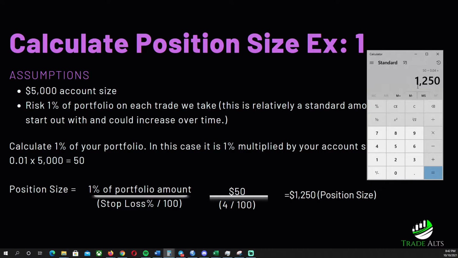So off of a $5,000 account, risking 1%, $50 is the risk. So if your stop loss hits, you're going to lose the $50. And if we take profit, which we'll see in the next slide, you're going to see what you would end up profiting on that trade. So this is how you calculate your position size of $1,250.